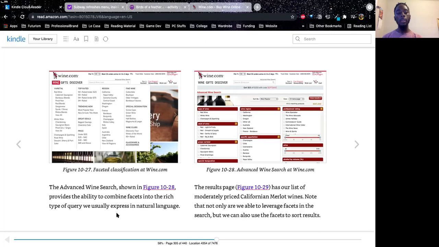The advanced wine search shown in Figure 10-28 provides the ability to combine facets into the rich type of query we usually express in natural language. The results page, Figure 10-29, has our list of moderately priced California Merlot wines. Note that not only are we able to leverage facets in the search, but we can also use the facets to sort results. That's exactly what I was talking about there.